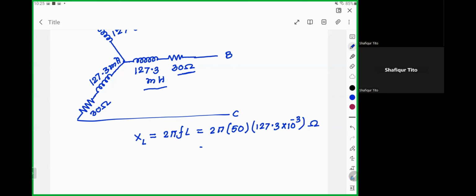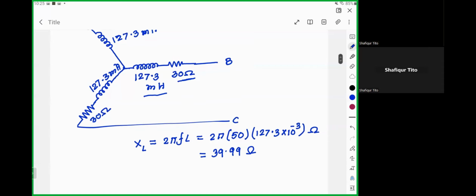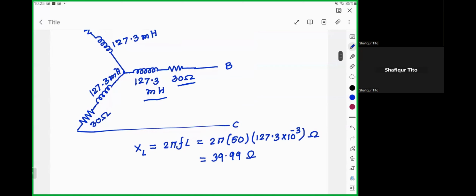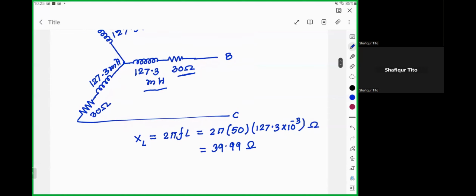So what is the value? Can anybody tell me? 39.99 ohm. So I can now consider these two elements of same unit, and we can find out the resultant. They are connected in series, so I need to add them.